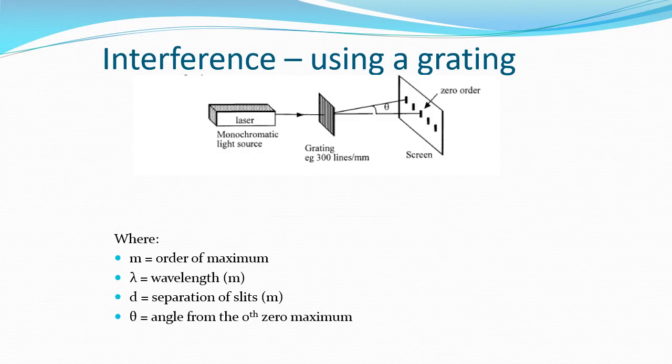So that would be what our experiment roughly looked like in the class. We would shine laser light through a grating, and we'd see these points of maxima, or points of constructive interference, on a screen.